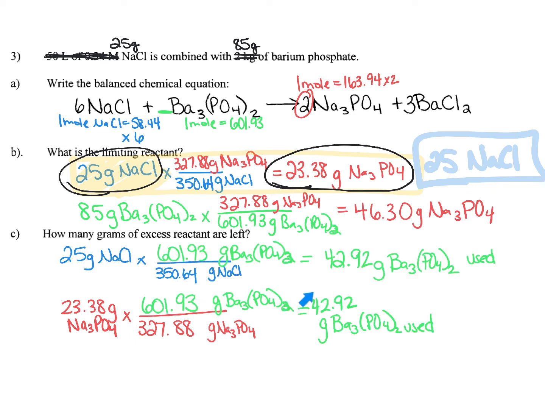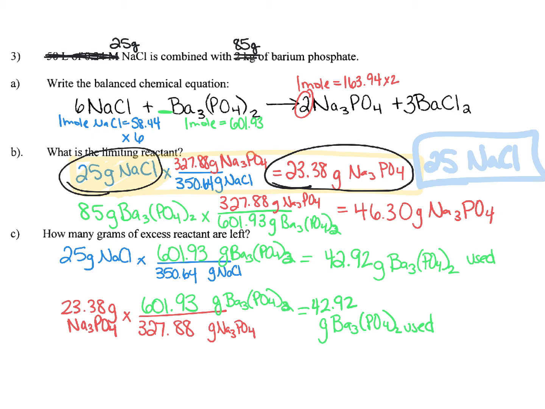So when I solve for both of these problems, you can see you get the same thing. This is how much barium phosphate is going to be needed to react with that 25 grams of sodium chloride that we know is limiting us, or that's how many grams we know is going to be used to create that much product. So this is how much we are going to be using, but we were given 85 grams of it. So it wants to know how many grams of excess are left.